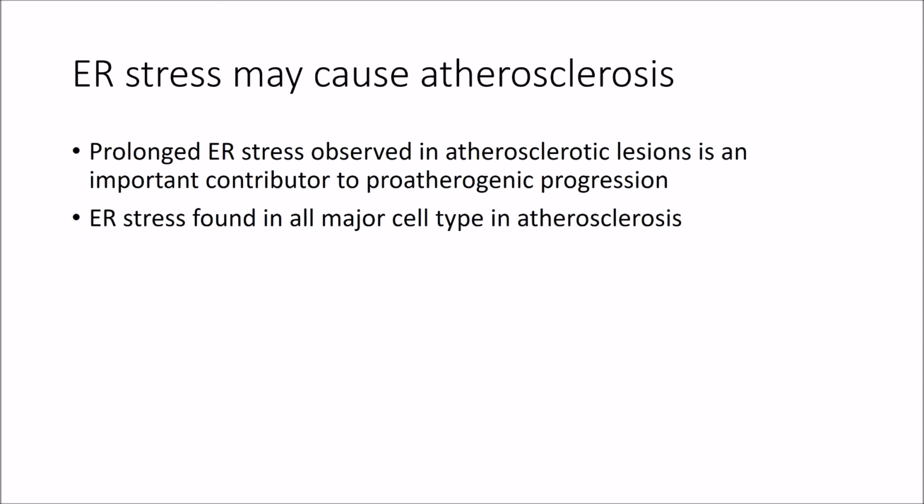Prolonged ER stress observed in atherosclerotic lesions is an important contributor to pro-atherosclerotic progression, which essentially means the promoting of fatty deposits in the artery. ER stress was found in all major cell types in atherosclerosis, including macrophages, vascular smooth muscle cells, which we will call VSMCs for short, as well as endothelial cells. Let's now look at them one by one.